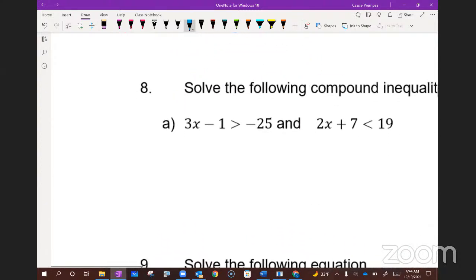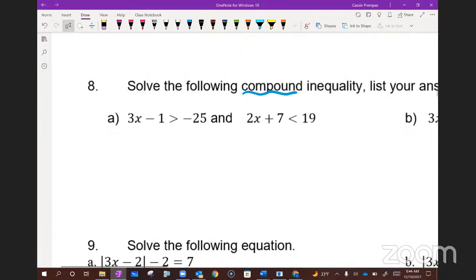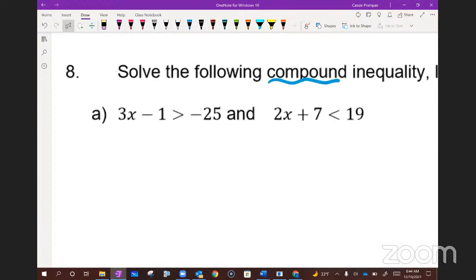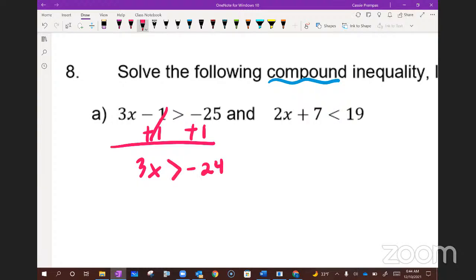Number 8 is a compound inequality, meaning now we have to solve and analyze our solution that has to fit 2 situations. So what do we do first? Well, let's get x by itself so we can actually analyze the answers of x. Add 1, we get 3x is greater than -24. Divide both sides by 3, and that gives me x has to be greater than -8. Notice I didn't flip the sign because I didn't divide by a negative.